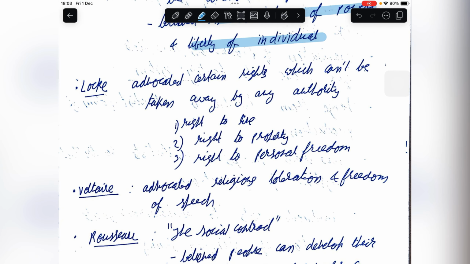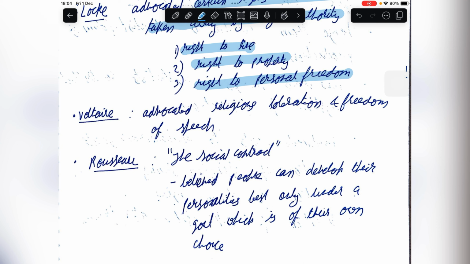Locke advocated certain rights which cannot be taken away by any authority, and those rights are the right to life, right to property, and right to personal freedom. Voltaire advocated religious toleration and freedom of speech. Rousseau, in The Social Contract, believed people can develop their personalities under a government which is of their own choice. Basically, it's talking about democracy.